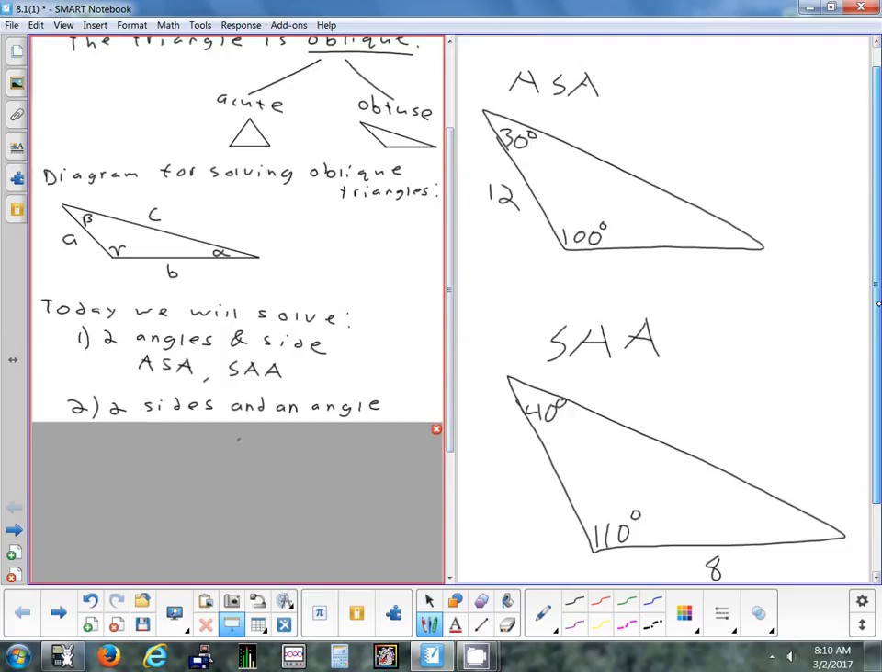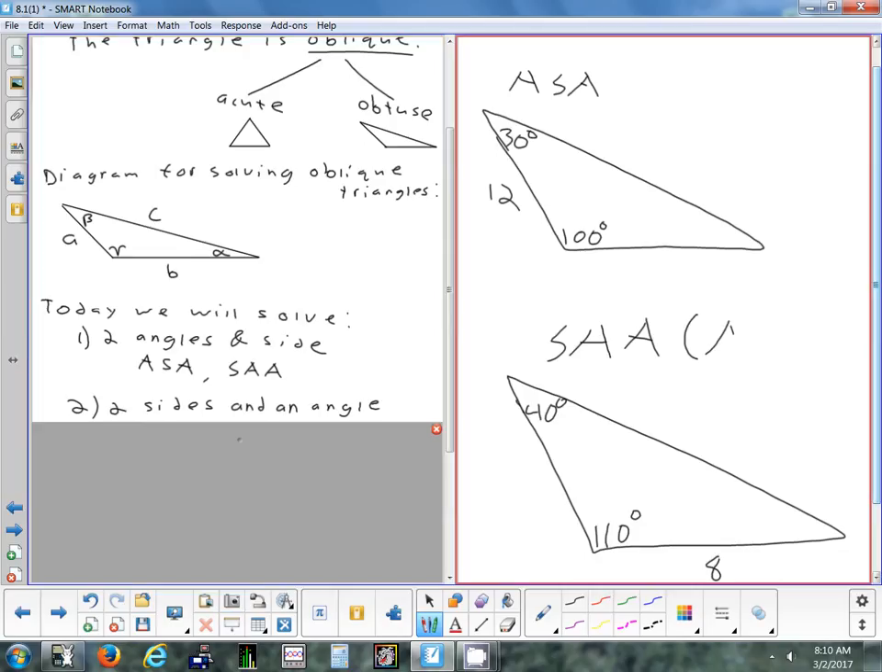Okay. And also, you might see these abbreviations forward or backwards. Side, angle, angle. You could also call it angle, angle, side. It's the same thing. Angle, side, angle. If you want to reverse the letters there, you can. Go for it.